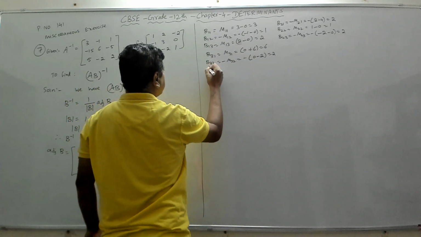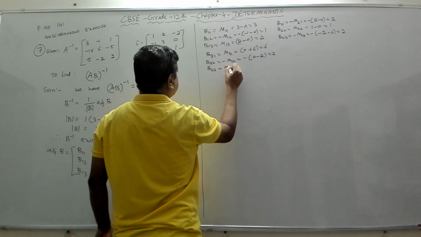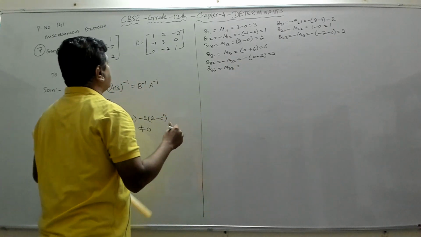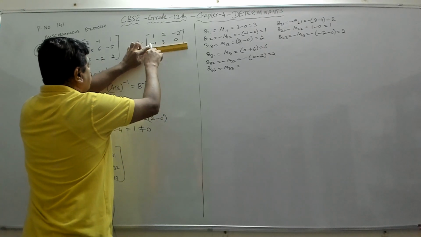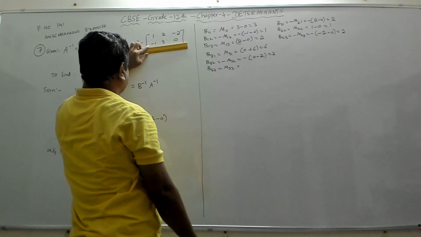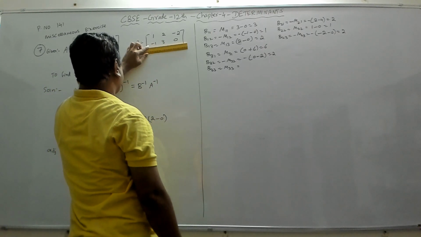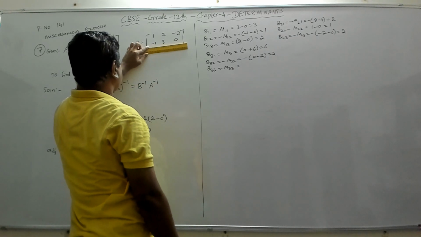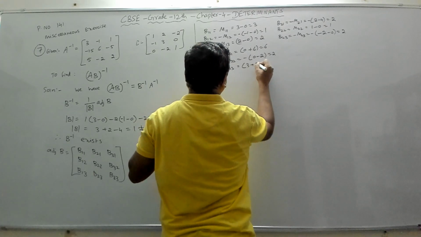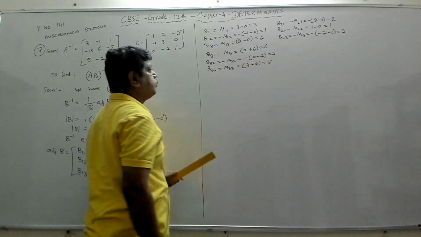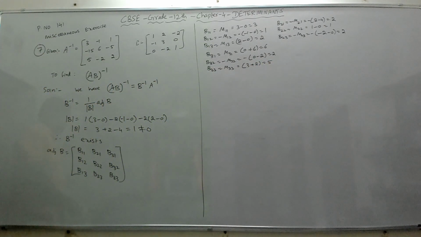Then B33 is M33. That is equal to M33. Close this particular row, this particular column. 1 into 3 is 3. Minus of 1 into 2 is minus 2. Minus of minus 2 is plus 2. So 3 plus 2 is 5. So that is your B33.